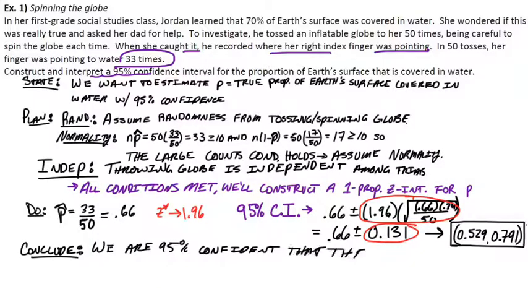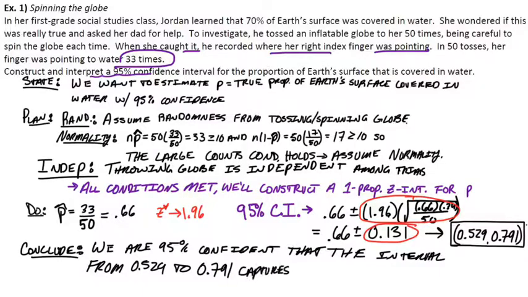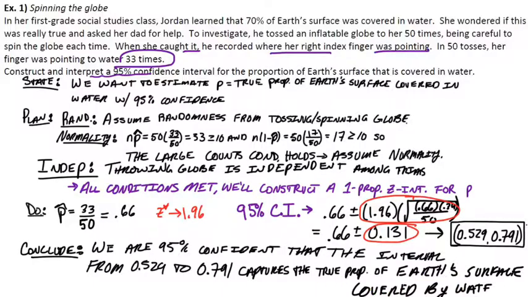that the interval from whatever the lower number is to the upper number, so from 0.529 to 0.791, captures the true proportion. And this would almost get us full credit, it just lacks context. So let's go ahead and give that some context. It captures the true proportion of Earth's surface covered by water.